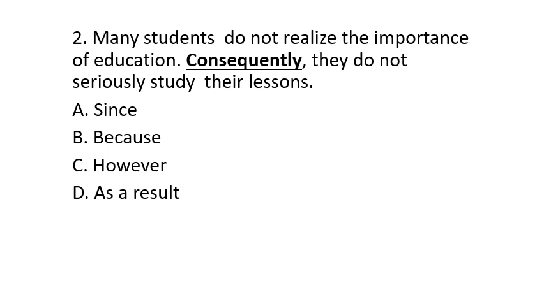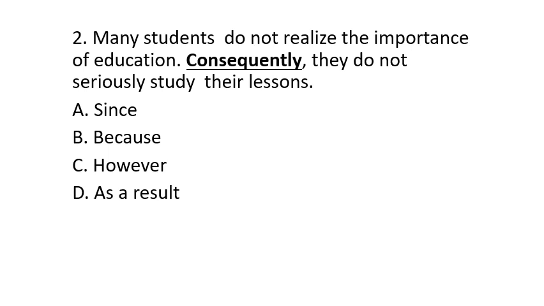The sentence is structured to show a cause and effect relationship. So the students' lack of understanding of education's importance, which is the cause, leads to them not studying seriously, which is the effect. So consequently indicates that the second part of the sentence is a direct consequence of the first part. So let's look at why the other options are incorrect.